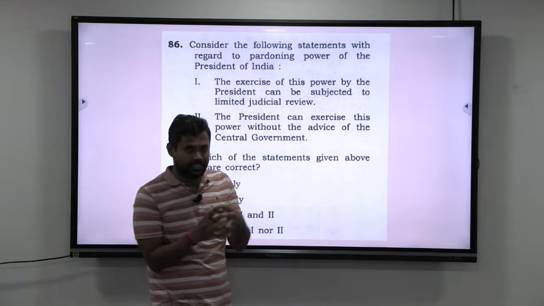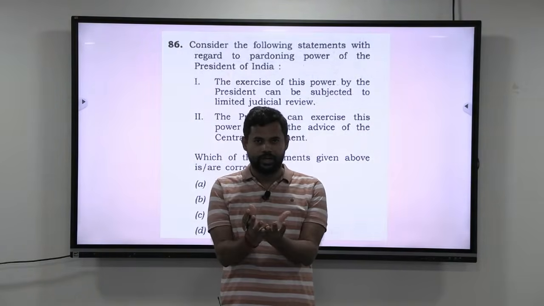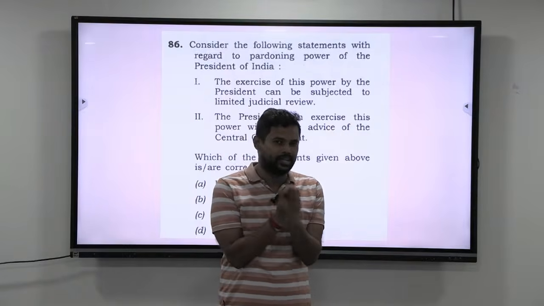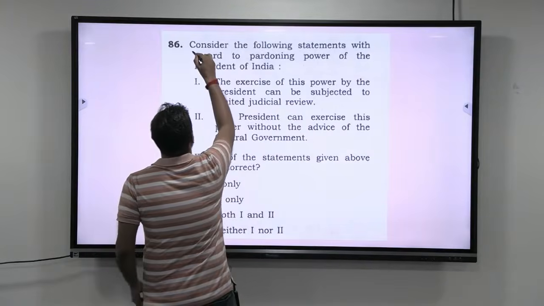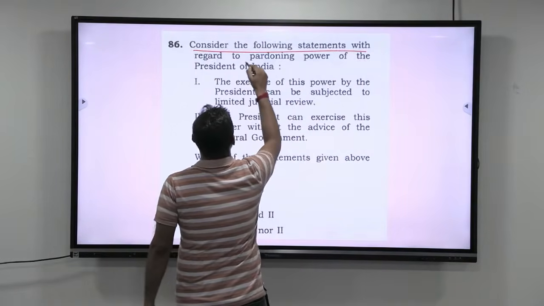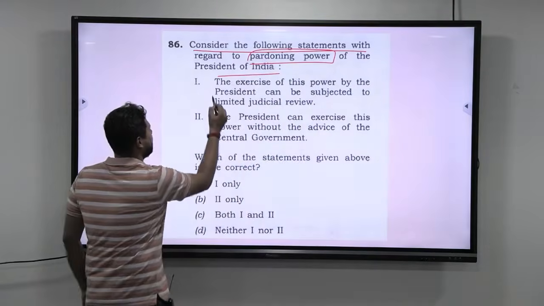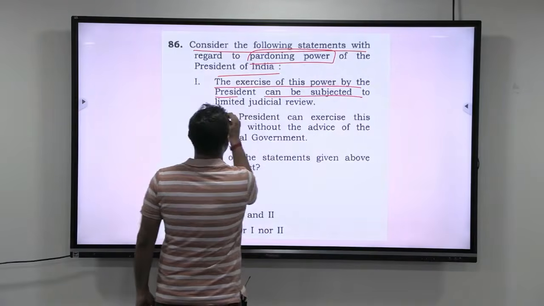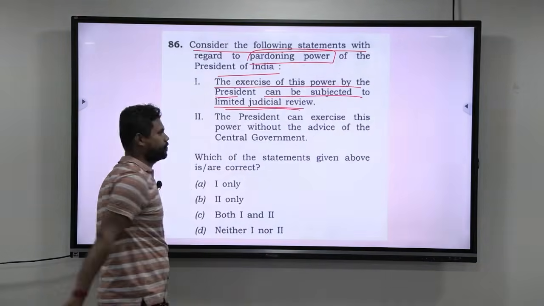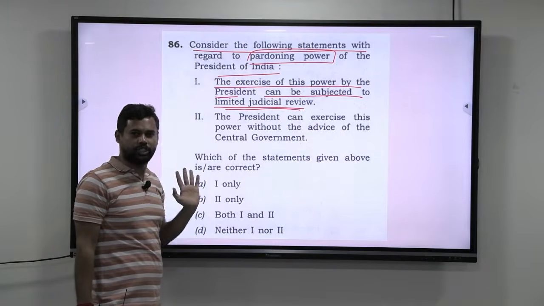Okay. Look at this question. If you know the philosophy of the parliamentary form of government in India, with that philosophy only you can understand and make sure that you get the answer right. Let us look at this. Consider the following statements with regard to the pardoning power of the President of India. Statement 1: the exercise of this power by the President can be subjected to limited judicial review. Tell me one action that is exempt from judicial review.